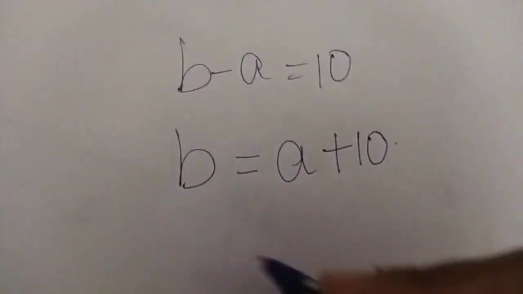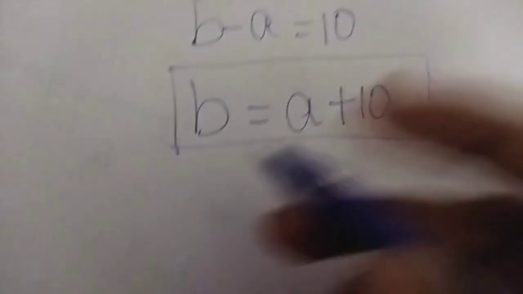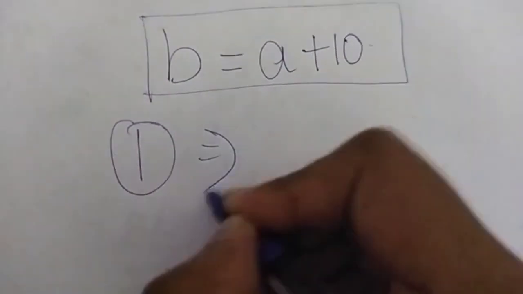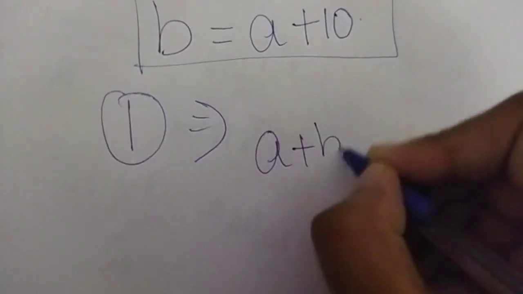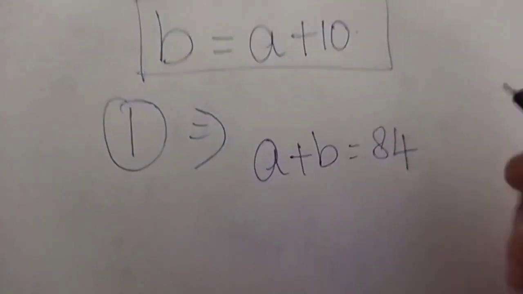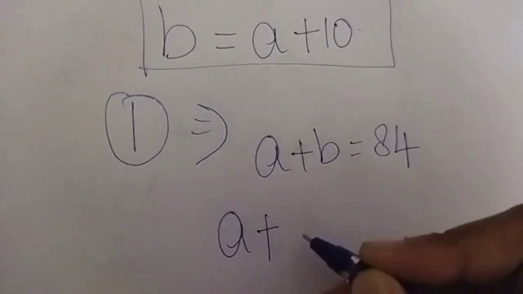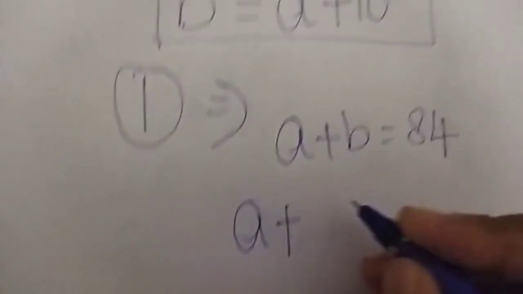So now we can substitute the value of B in equation 1. Equation 1 is nothing but A plus B is equal to 84. So A plus B.